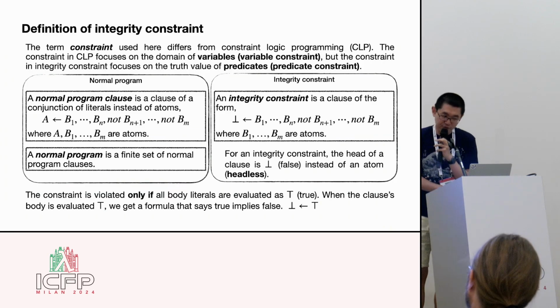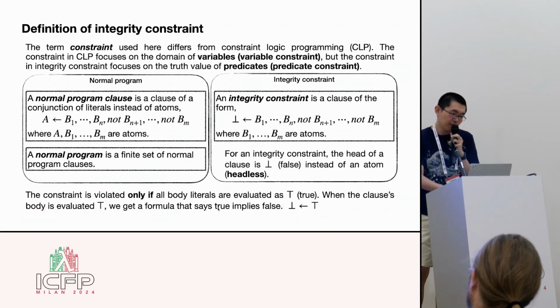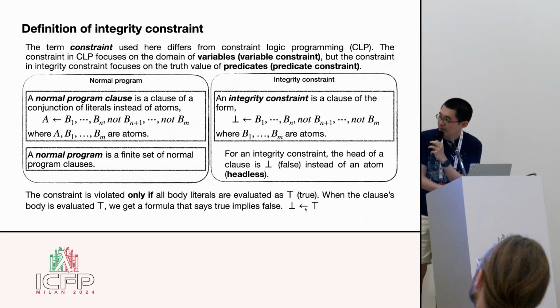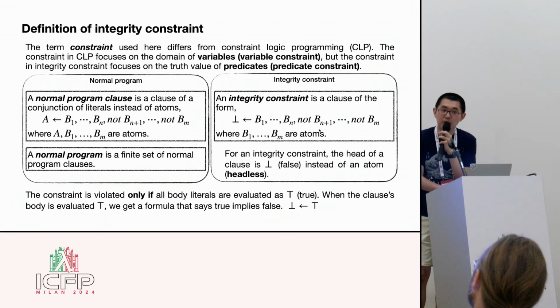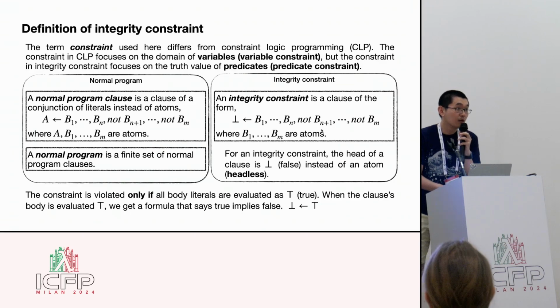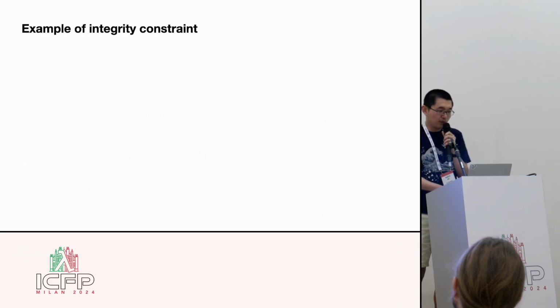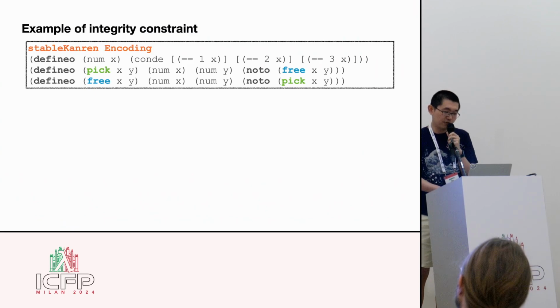How this integrity constraint works is that the constraint is violated only if all body literals are evaluated as top. When a clause's body is evaluated as top, we get a formula that says true implies false. So this logic statement basically does not hold, right? True implies false. So we're saying all these literals cannot be true at the same time. For example, not b(n+1): this one cannot be true, which means b(n+1) cannot be false. Okay, thank you. So this is one example of an integrity constraint and how we use it.